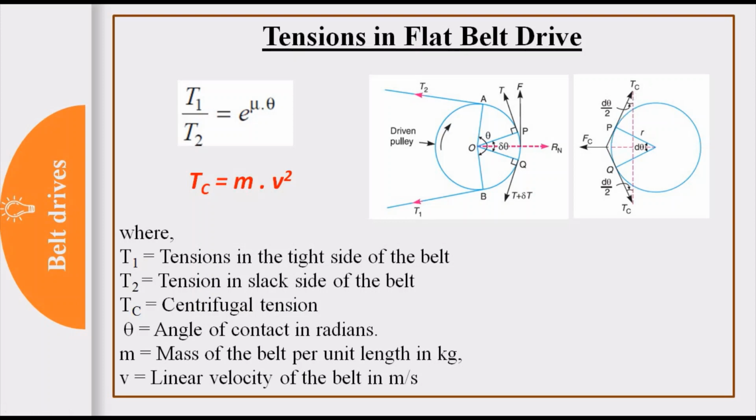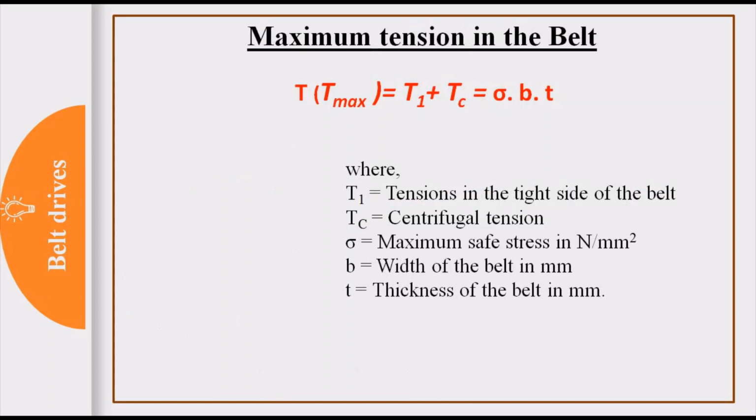Generally at lower speeds, this centrifugal tension is small, but at higher speeds, the effect of centrifugal tension should be considered. So it is given by the formula Tc is equal to mv square, where m is the mass of the belt and v is the linear velocity of the belt. Now next is maximum tension in the belt.